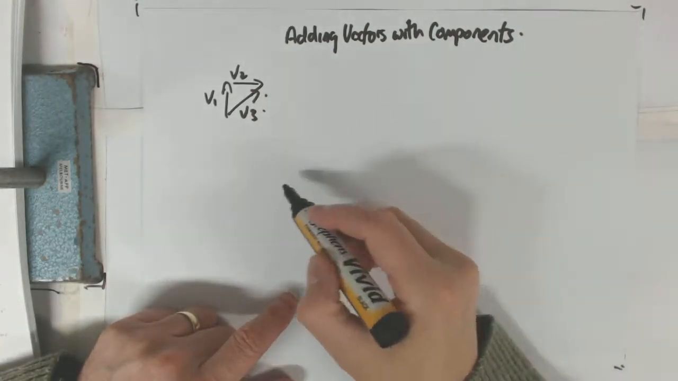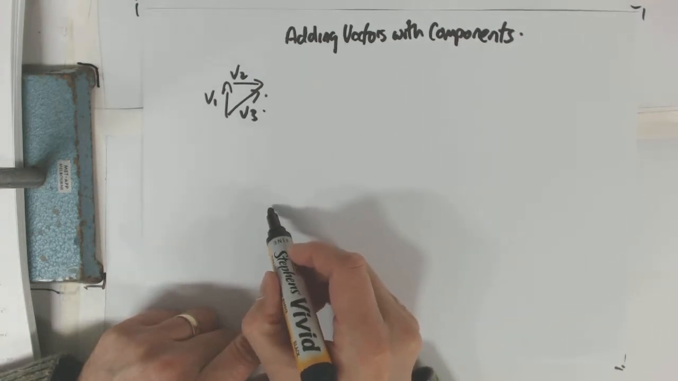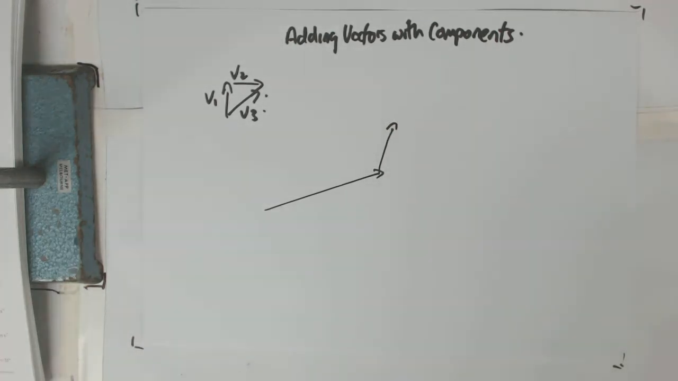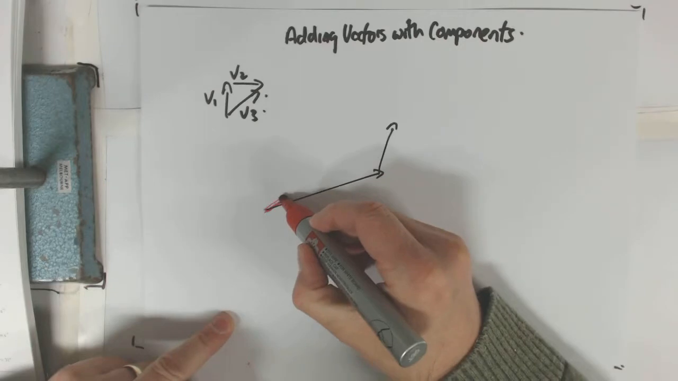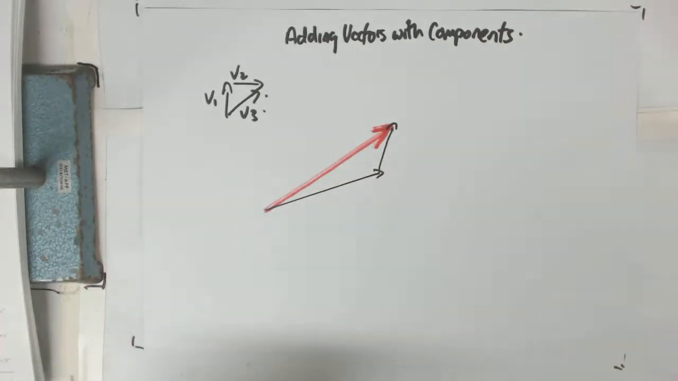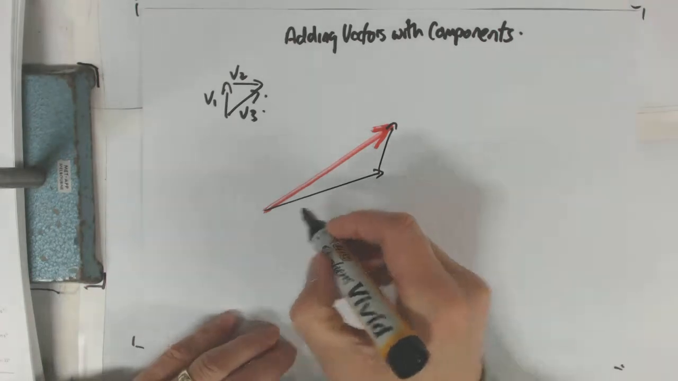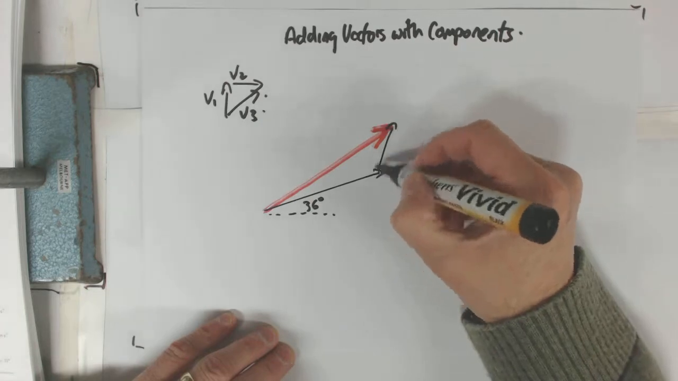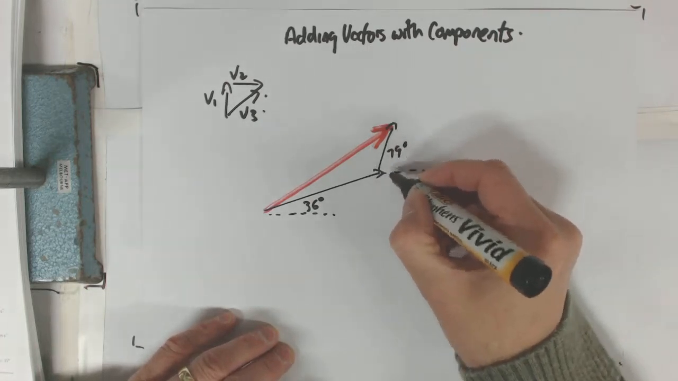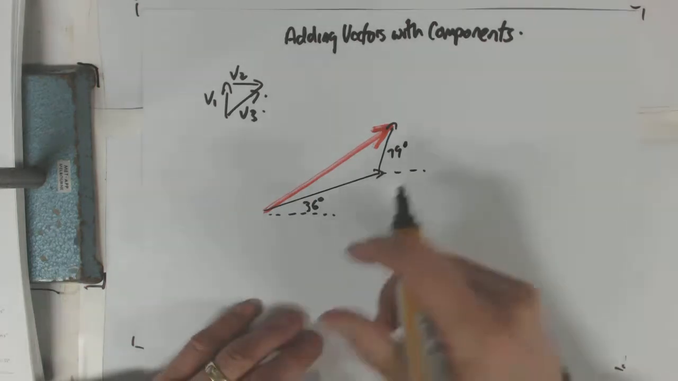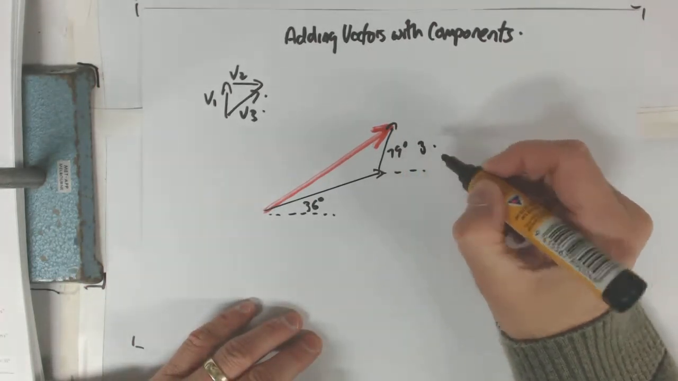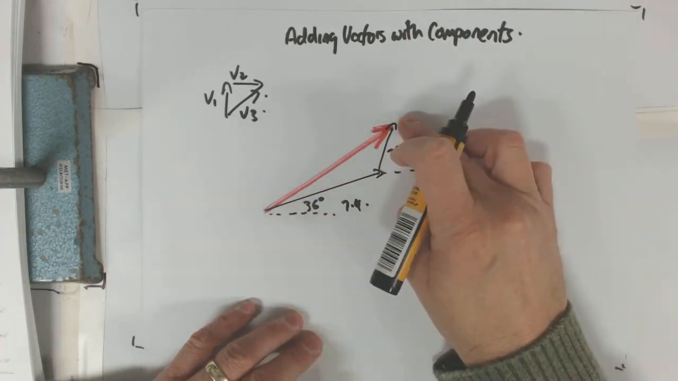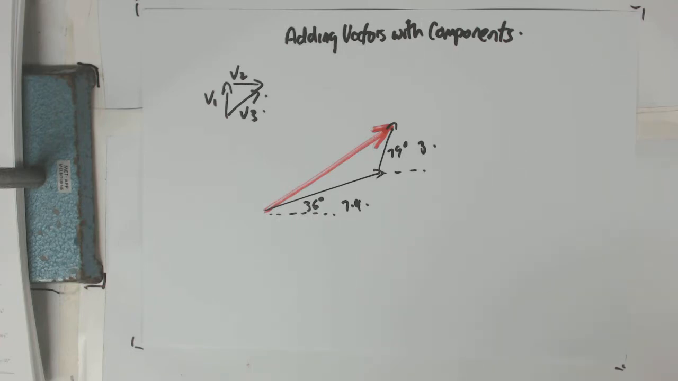But what if you have a tricky one where you've got maybe that vector, and then you've got that vector, and you want to work out this vector. Now these directions are often given to you. This might be 36 degrees, and this might be 79 degrees from the horizontal. It all gets tricky. If I said this one was 3 units long and this one was 7.4 units long, and asked for the angle and the length of this one, it could be a little bit tricky.